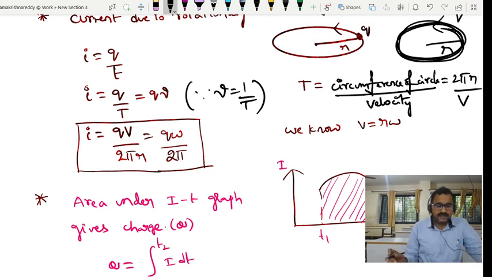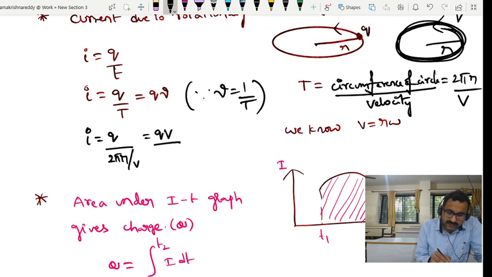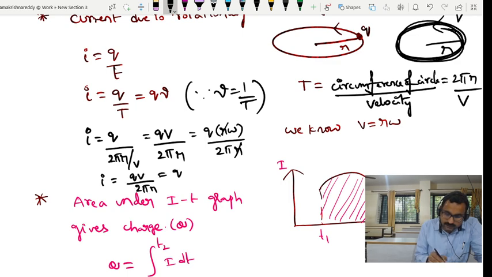So therefore I is equal to, see what we have got here, I is equal to q into 1 by time period, that is nothing but q v divided by 2 pi r. But v is equal to r omega, and dividing by 2 pi r, the r cancels. So we got two formulas: one is q v by 2 pi r, and the other is q omega by 2 pi.